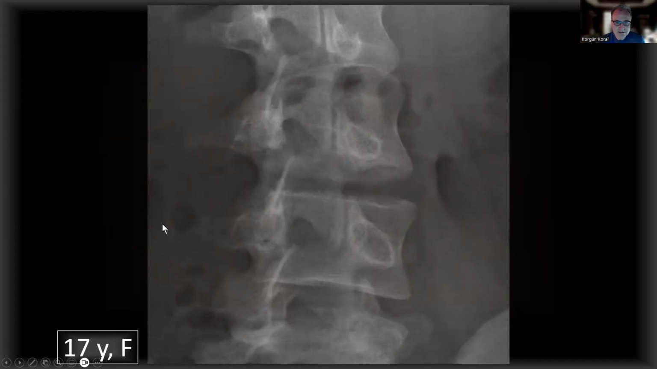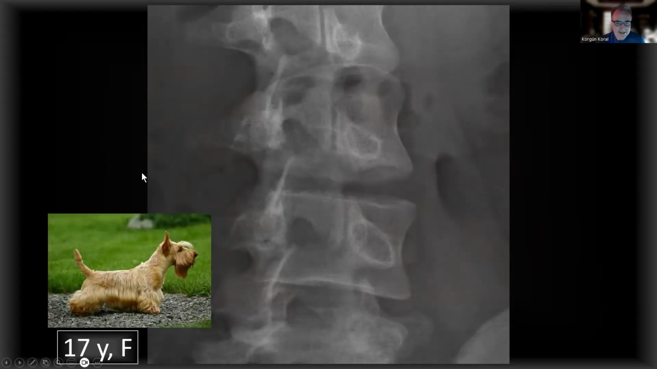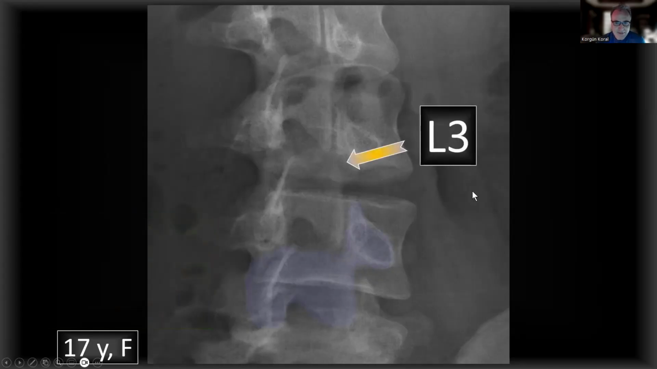Let's look at the 17-year-old girl's oblique lumbar spine X-ray. The Scotty dog is here facing to the left of the patient. And if you look at L4, the intact Scotty dog and its neck are seen. And if we look at one level up, it's maybe hard to see on this projection, but the defect is indicated by the arrow, and the head of the Scotty dog is separated from its torso, and we're seeing the defect.